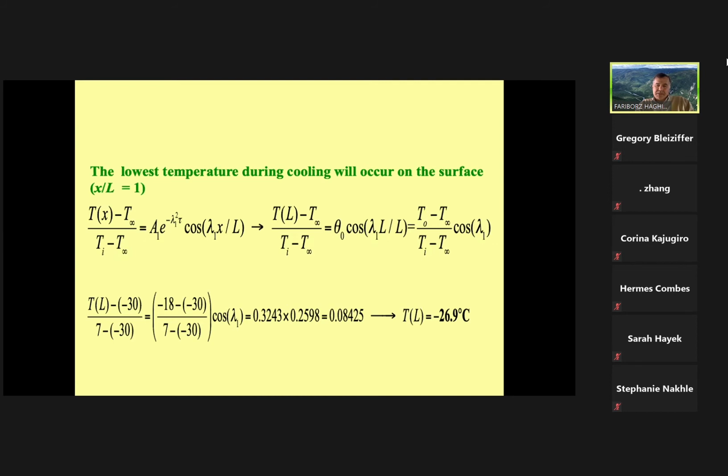Therefore, you can apply this equation to calculate the temperature at any point from the center all the way to the surface. If you change X over L to 0.5, 0.75, and so on, you can find a profile of the temperature within the fluid. Do you have any question, please?